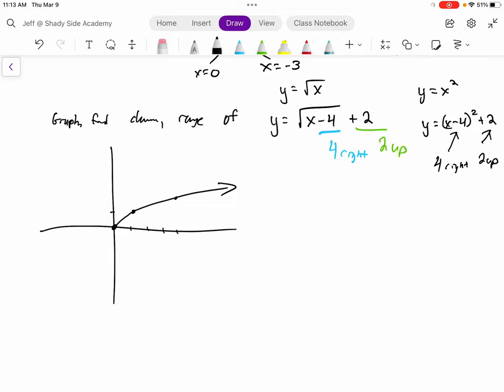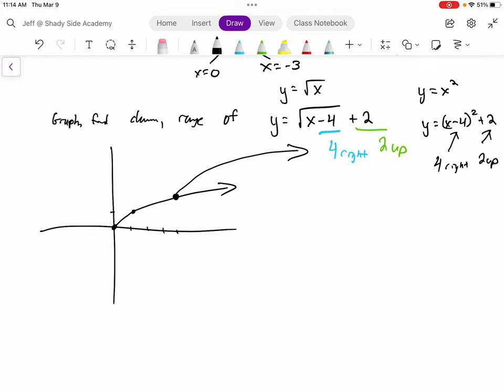So what does that mean? I'm going to go 4 to the right and 2 up. This is going to be my new sort of starting point, right? And then I'm going to follow the exact same shape from here. So it's just going to look like that.